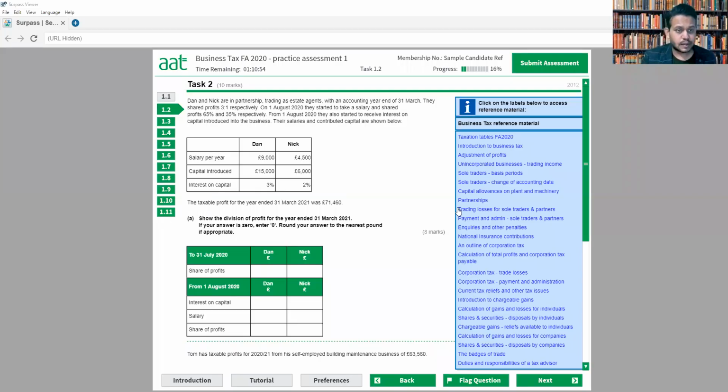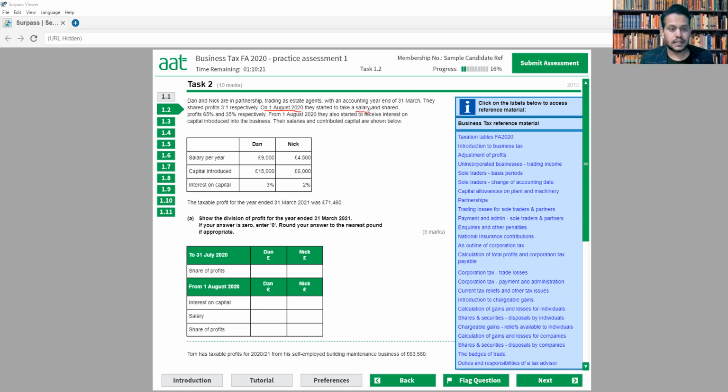So here is the question number 2. Let's read this one. This question looks like from the partnership. Dan and Nick are in partnership trading as state agent with an accounting year end 31st of March. They share profit 3:1, and on 1st of August 2020, they started to take salary, share profit 65:35. So that means we have a 2 period here. So from 1st of August, their profit share changed and they start taking the salary.